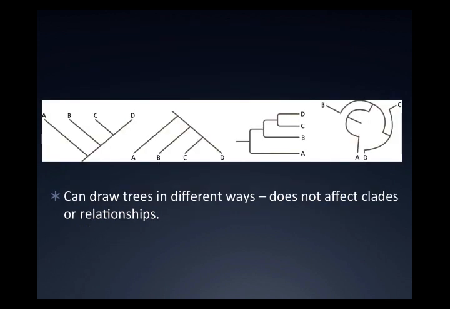You can also draw trees in lots of different cool ways, and again, that doesn't affect clades or relationships between the different groups being represented at the tips. And so here's group A, B, C, and D depicted in all sorts of cool different ways, and all of these phylogenies are showing the same relationships.